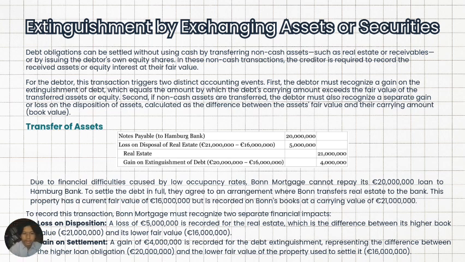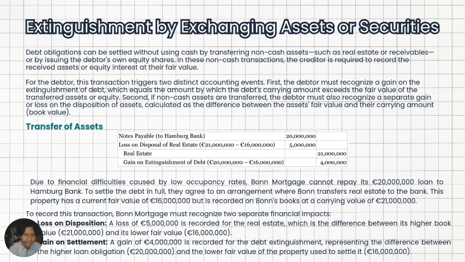Due to financial difficulties caused by low occupancy rates, Bond Mortgage cannot repay its 20 million euro loan to Hamburg Bank. To settle the debt in full, they agree that Bond transfers real estate to the bank. This property has a current fair value of 16 million euro, but is recorded on Bond's books at a carrying value of 21 million euro.